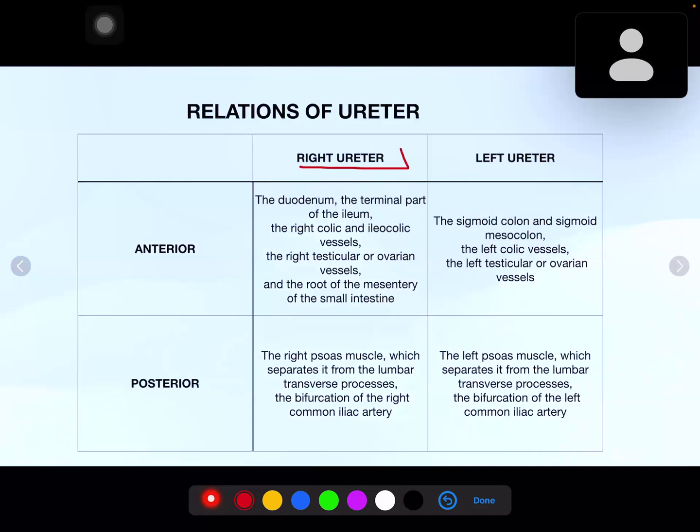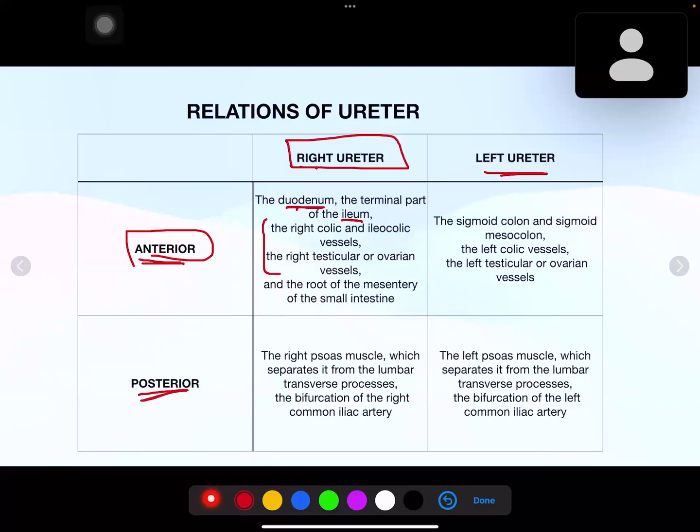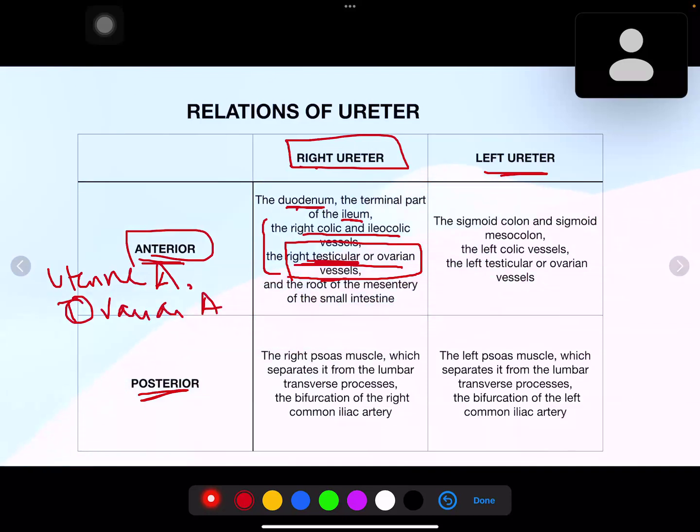Now for the right ureter and left ureter, there will be a slight difference because of the intestines and abdominal organs. What would be anterior and what would be posterior? Anteriorly, arising from the kidney, would be the duodenum and the ileum. The vessels would be the right colic and ileocolic vessels, and the right testicular or ovarian vessels. The uterine artery, as we were discussing, is also crossing the ureter, and here the testicular or ovarian vessels also cross. Both these vessels are anterior to the ureter. Then the root of the mesentery of the small intestine, so the small intestine relations are anterior to this right ureter.